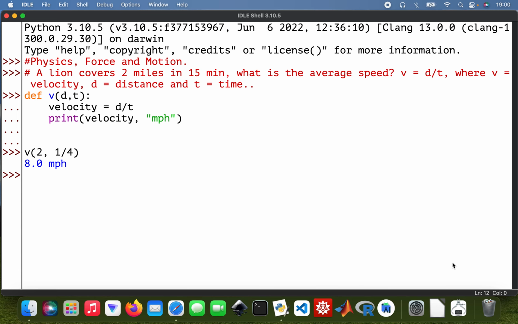Okay, cool. And then another question as well, trying to find the distance covered. So we've got a zebra that runs for 45 minutes at a speed of 40.25 miles per hour. So what is the distance covered?